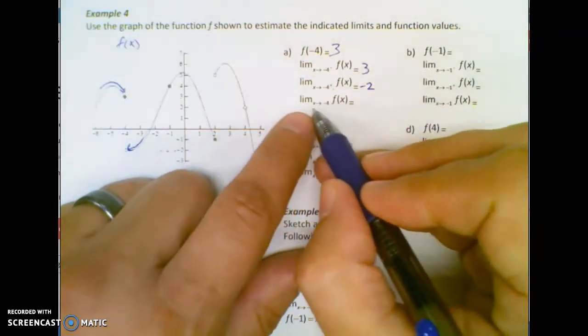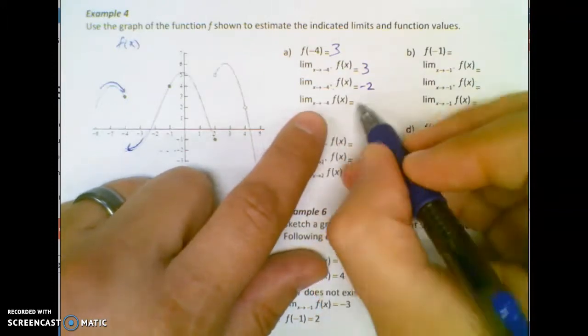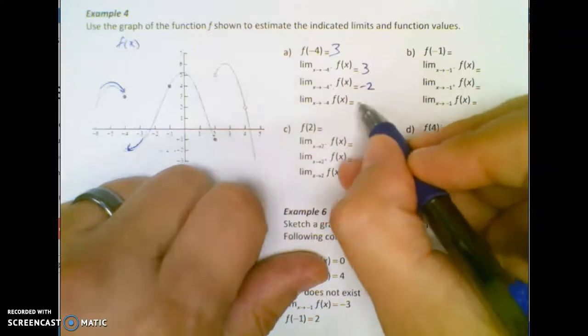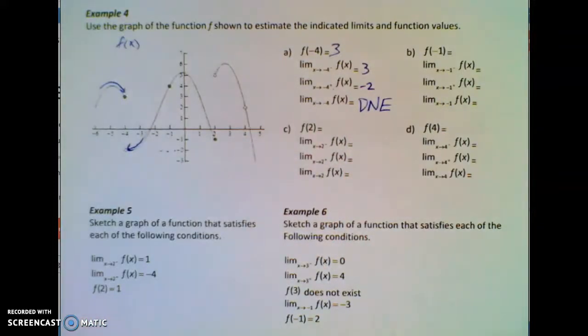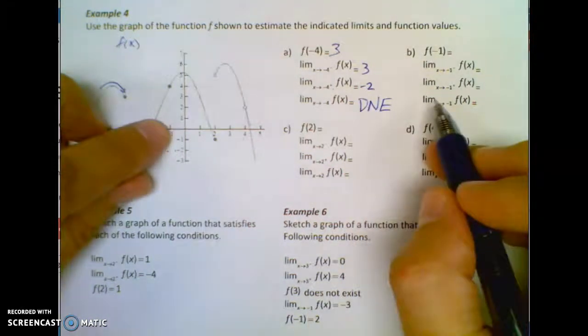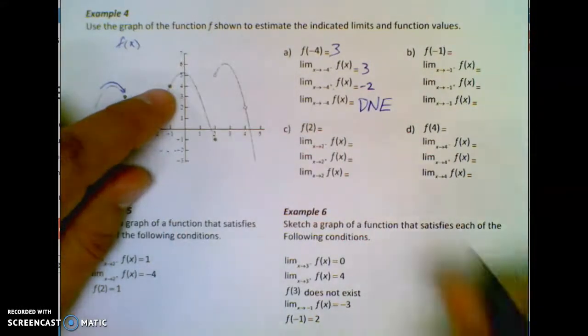So if I just asked you a plain old, what's the limit as x approaches -4, well, if these two numbers don't match, you say the limit does not exist. If those two numbers did match, I would have said it. Okay, so let's try it at -1. See how there's no jump here? I think you're going to see a lot more normal answers.